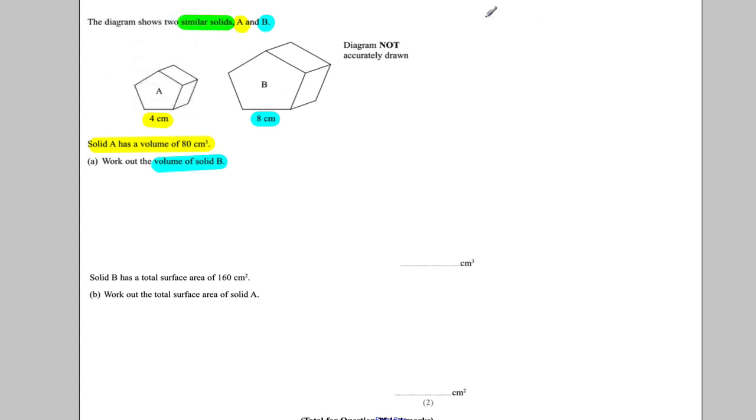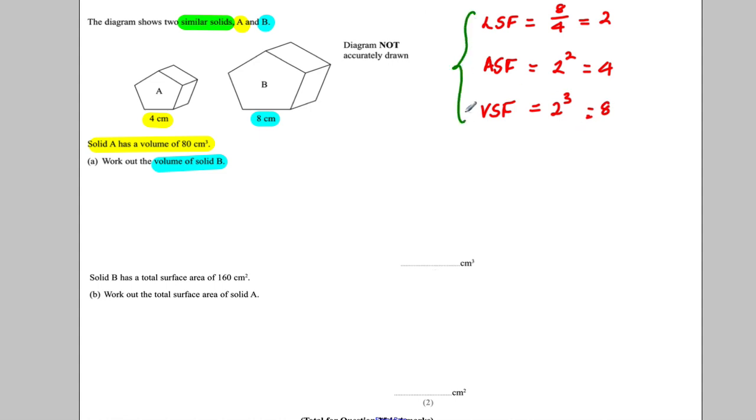So before we start the question, let's work out our length scale factor. This time we're going to need our area scale factor and volume scale factor. It's a 3D shape. So length scale factor is 8 divided by 4, which is 2. Area scale factor must be 2 squared, which is 4. Volume scale factor must be the 2 again, but cubed. 2 cubed is 2 times 2 times 2, which is 8. There we go, all the key information we need to deal with this question.